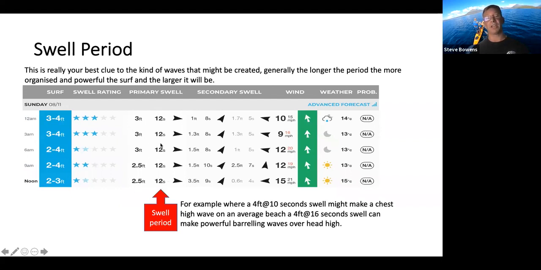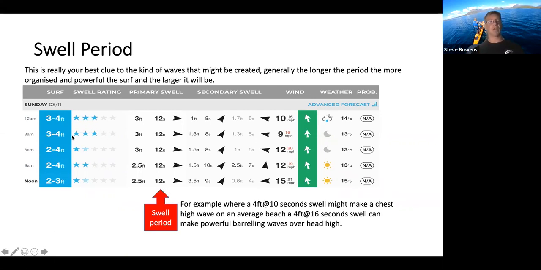What we're looking at now is the period. The period is when we get those bumps going in the ocean, the length of time it takes for one bit of swell to go and how long until the next bit of swell comes along. That period is arguably one of the most important aspects to determine what the nature of a wave is going to be like.